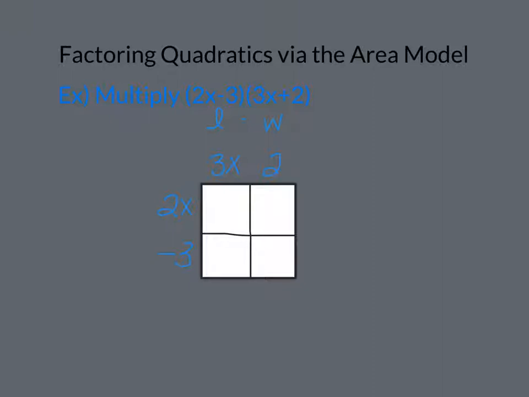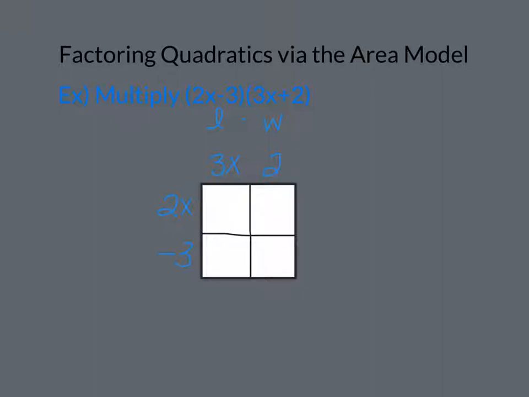Now we're going to go ahead. The area of this entire rectangle can be found by multiplying the length times the width. Technically, though, we can also find the area of the rectangle by finding the area of these 4 individual rectangles and then add them together. So we're going to go ahead and do that.